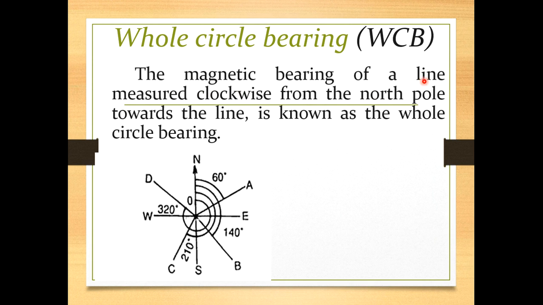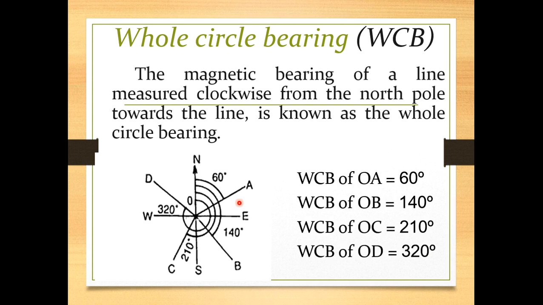See the magnetic bearing of a line. What is the meaning of whole circle bearing? The magnetic bearing of a line measured clockwise from the north pole towards the line is known as the whole circle bearing. Measured clockwise from the north pole, right? This clockwise direction towards the line is known as whole circle bearing. So first quadrant NE, then second quadrant SE, third quadrant SW, and fourth quadrant NW, right?